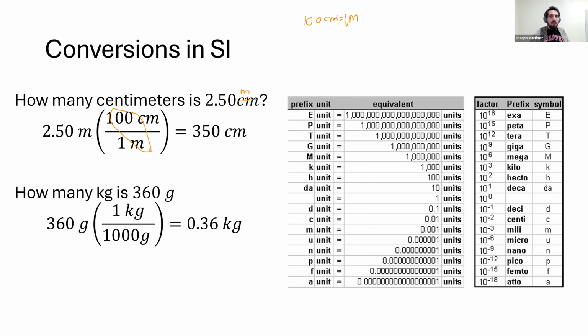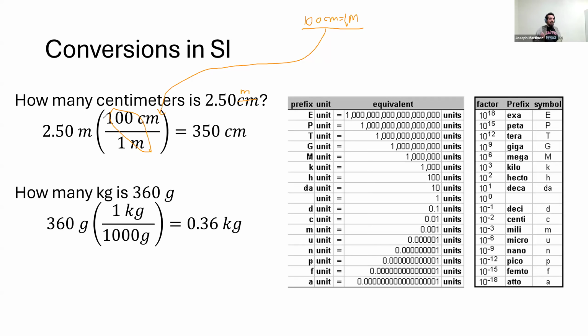But we have 100 centimeters is 1 meter. We take this value and we create a conversion factor, in this case, 100 centimeters divided by 1 meter. So combining the numeric parts, what's 2.5 times 100? This is a quick calculation to do, right?